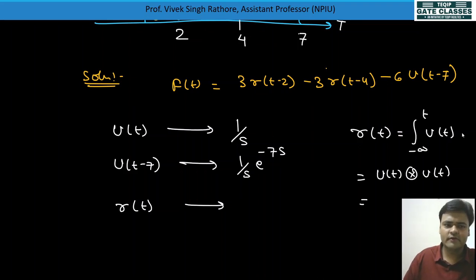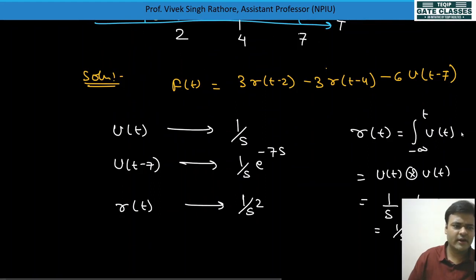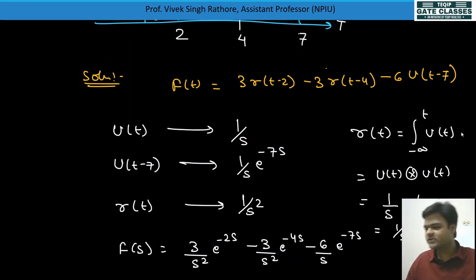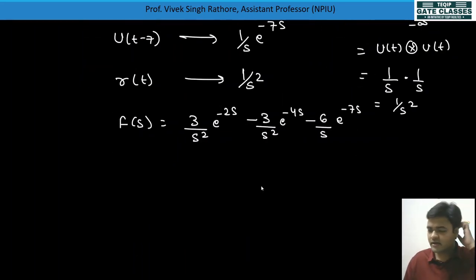So u of t convolution with u of t means the Laplace transform of u of t is 1 by s multiplied by 1 by s. So here 1 by s square will come. So r of t Laplace transform will be 1 by s square. So definitely now you can write F of s directly: 3 by s square e to the power minus 2s, minus 3 by s square e to the power minus 4s, and minus 6 by s e to the power minus 7s. So this is the answer for your question.